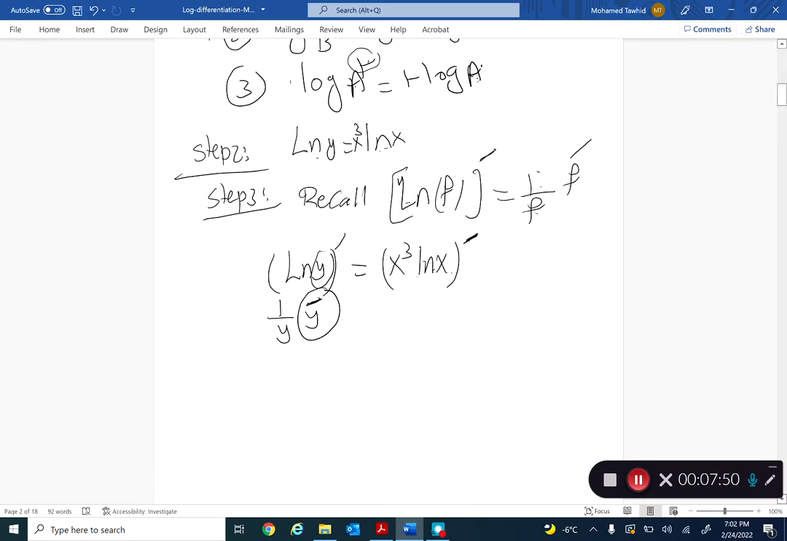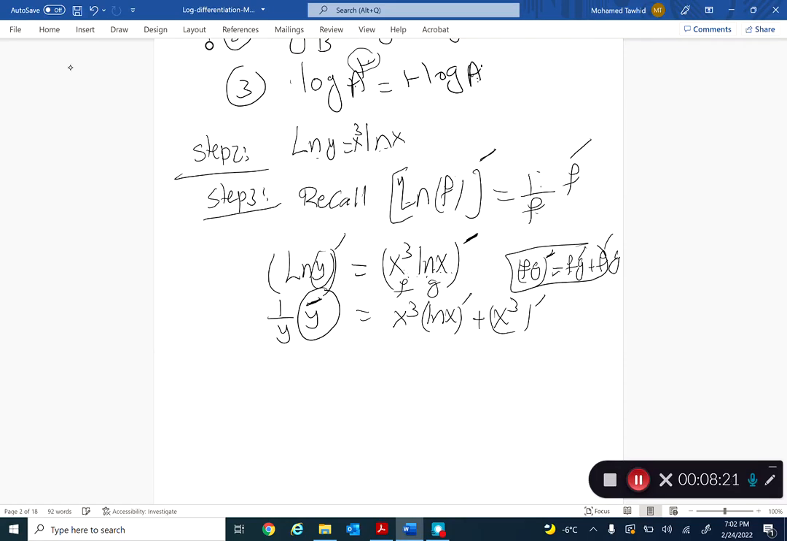Now, what do you have here? X cubed multiplied by ln x, so you have the product rule. Recall the product rule: if you have f multiplied by g, the derivative is f g prime plus f prime g. So that is your f and that is your g. It will be x cubed times the derivative of ln x, plus the derivative of x cubed multiplied by ln x. That is called the product rule.